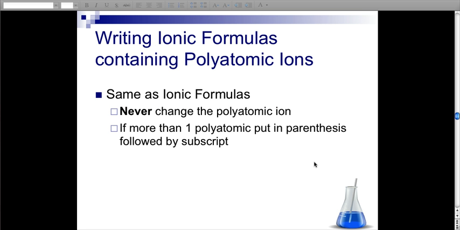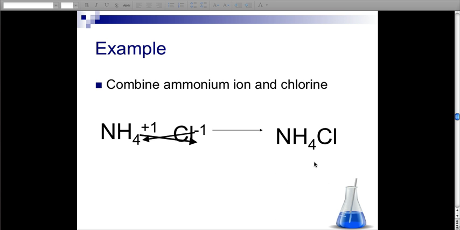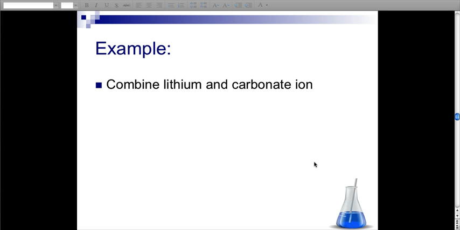So let's write the ionic formulas for polyatomic ions. Never change the polyatomic ion. If more than one polyatomic, put parentheses followed by a subscript. So combine ammonium and chlorine. Ammonium is a +1, chlorine is a -1, and cross the oxidation numbers and you get ammonium chloride.